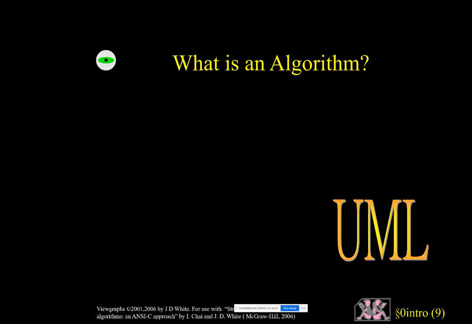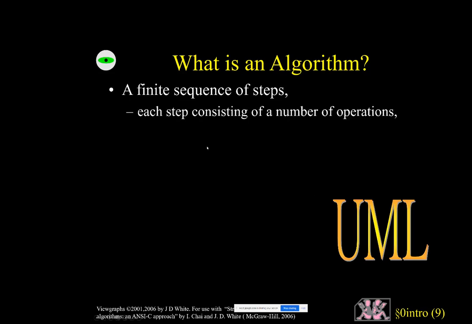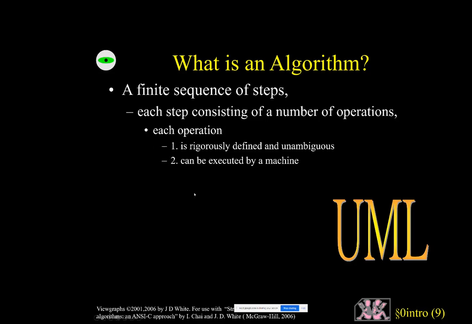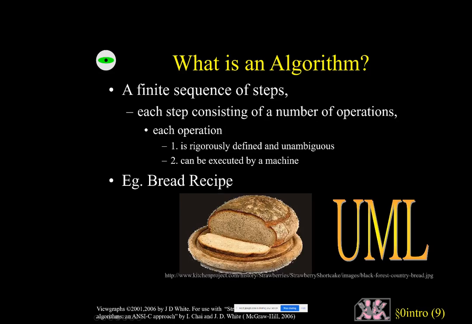We will work with UML to write our algorithms. If we define what an algorithm is, it's basically a finite sequence of steps. Each step consists of a number of operations. Each operation is rigorously defined and unambiguous. It's perfectly clear. It can be executed by a machine. So this is a definition of a computer algorithm. It has to be able to be executed by a machine. An example of an algorithm is a bread recipe.